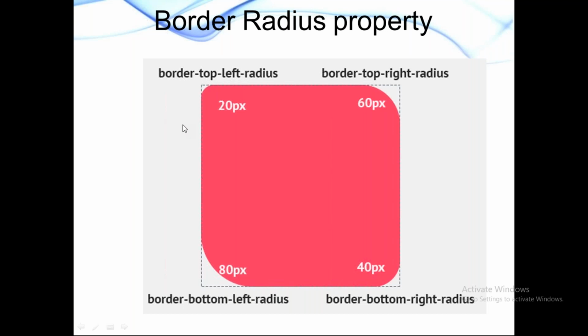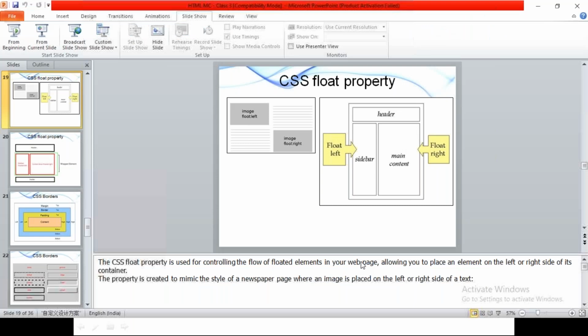What we saw yesterday was a rectangular border. Now I want to make the edges of the border curved, right? We'll be using a property called radius: border top left radius, top right, bottom left, like this. When you specify the radius of, let's say, 40 pixel, it'll make the border curved with 40 pixel. Let's see an example for this.